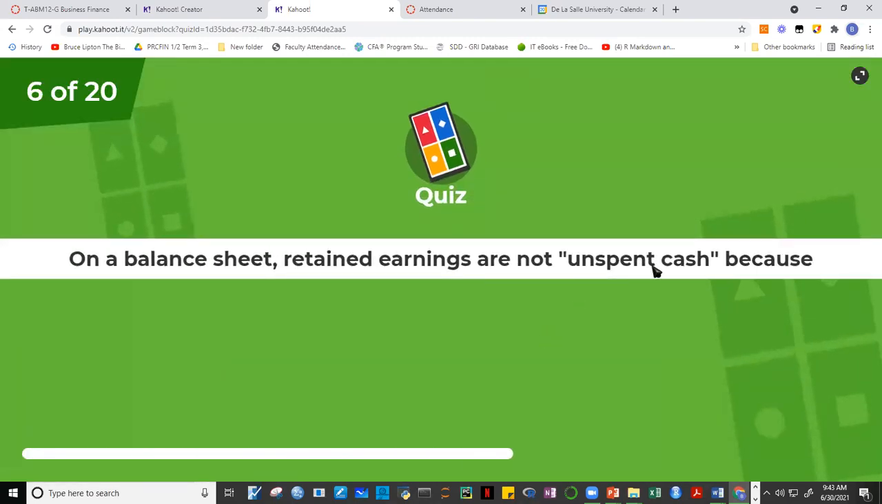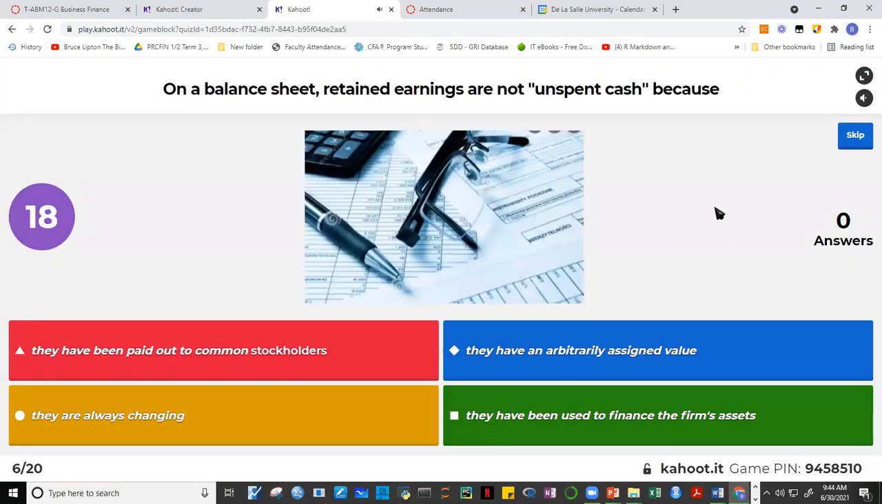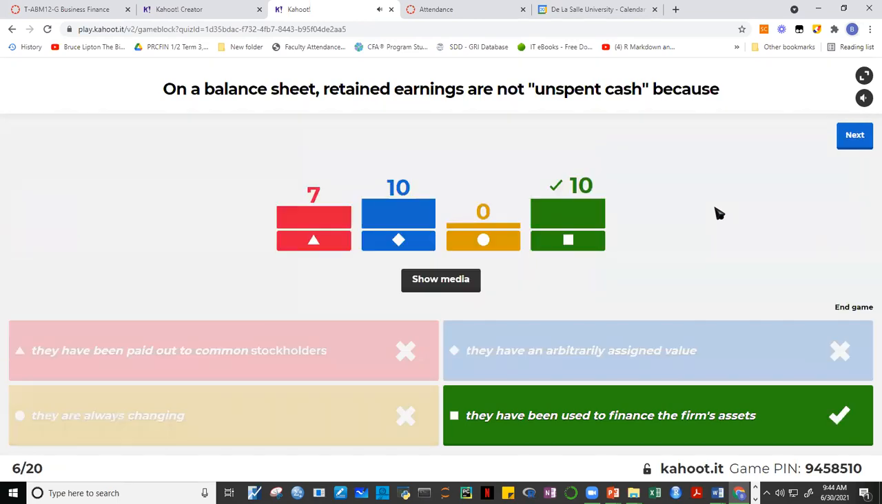On a balance sheet, retained earnings are not unspent cash because, okay, they have been used to finance the firm's assets. Okay, now we're going to meet this more, the retained earnings. When you see retained earnings, guys, you will only see it on the balance sheet of a corporation.